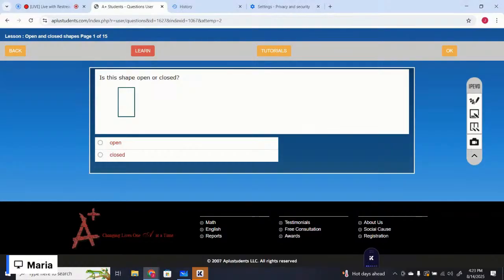Is this shape open or closed? Closed it is. If you start tracing the shape, you start and end at the same point, so that is a closed shape. Option number 2 is the correct option. Closed it is. That is a closed shape.